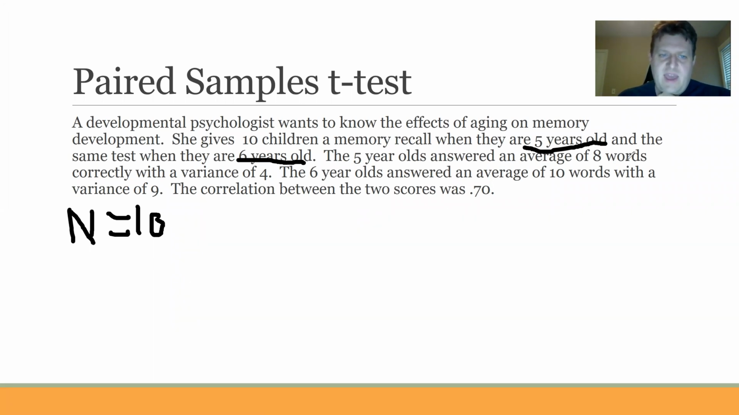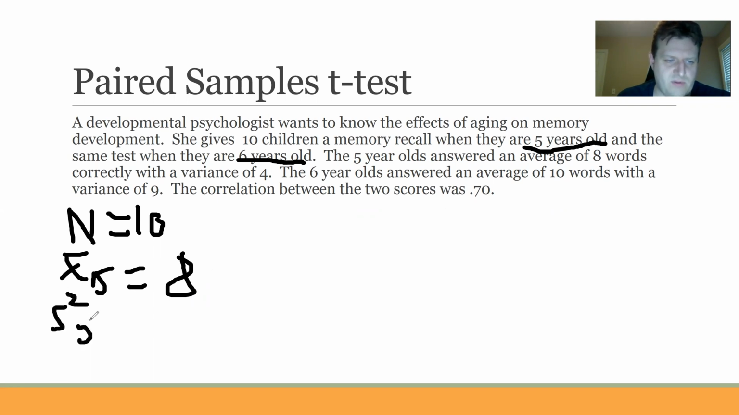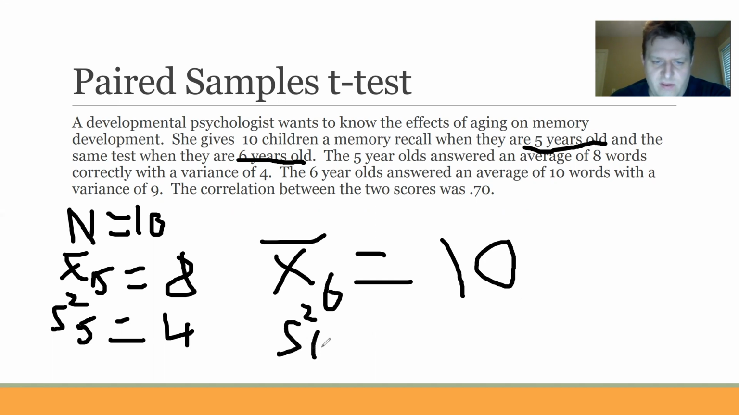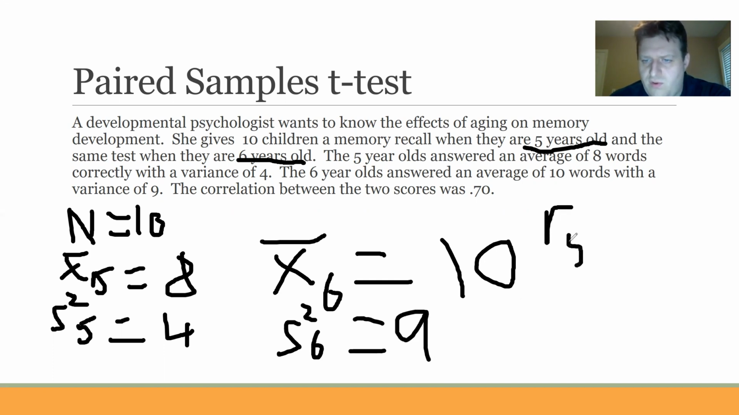The 5-year-olds have an average of 8 words with a variance of 4. So I'm going to write here that my mean for 5-year-olds is equal to 8. And my variance of my 5-year-olds is equal to 4. And it looks like I could easily calculate what the standard deviation is. For the 6-year-olds, the mean of condition 6 is equal to 10 with a variance for 6 equal to 9. And the correlation between the two of them, condition 5 and condition 6, the 5- and 6-year-olds, is 0.7.